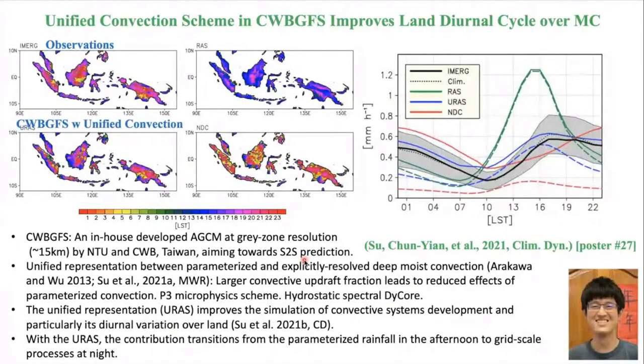With this new suite of physics parameterization, we can see that the model simulates a better diurnal cycle over the land areas of the maritime continent. In the upper left here is the observation from the satellite for the diurnal peak time over these maritime continent islands. On the lower left is the new Central Weather Bureau GFS with the unified convection, and the upper right is the original version. You can see there are clear improvements in representing the timing of these diurnal cycles, and the amplitude is also significantly improved.